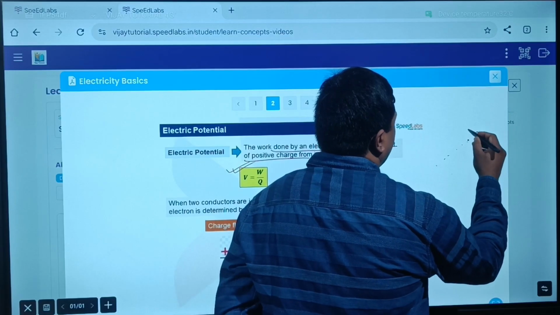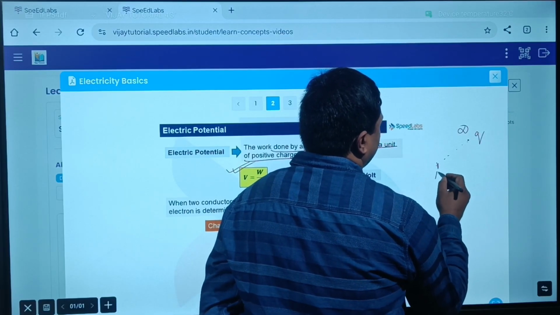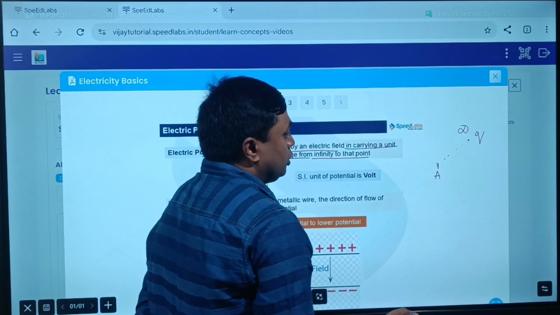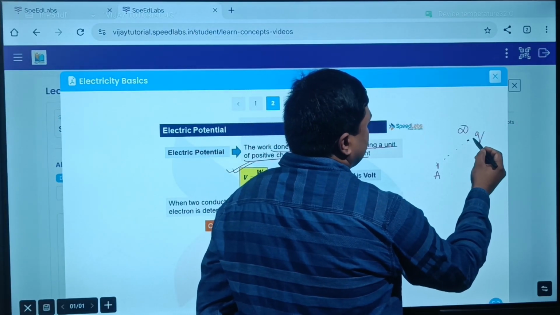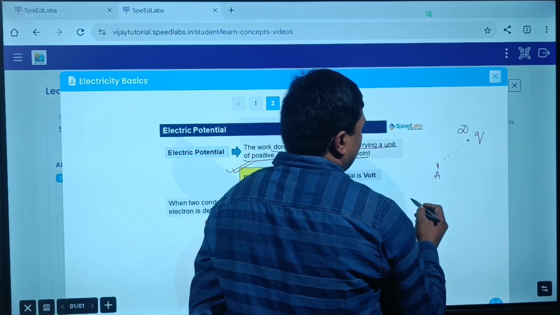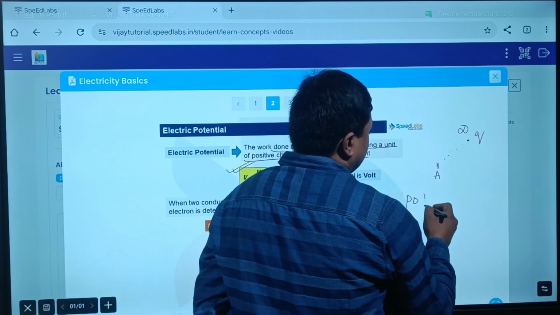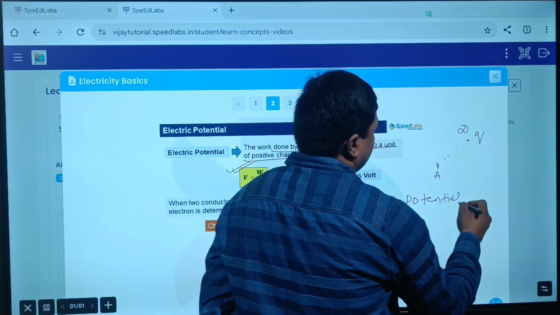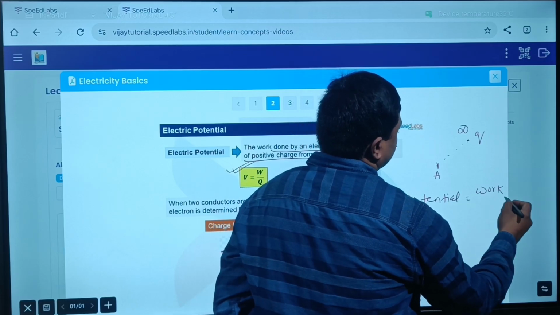Let's say Q charge is there at infinity. I want to know the potential of this point A. So what we are going to do? We are going to move this charge Q from infinity to this point A. So potential is nothing but work done by the charge.